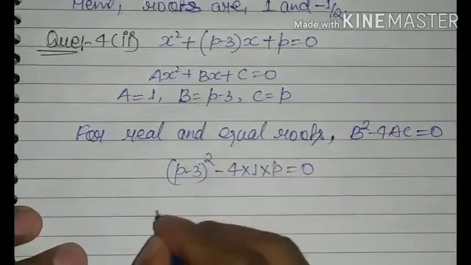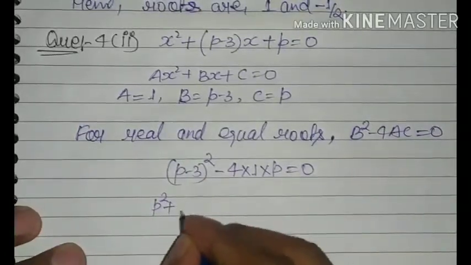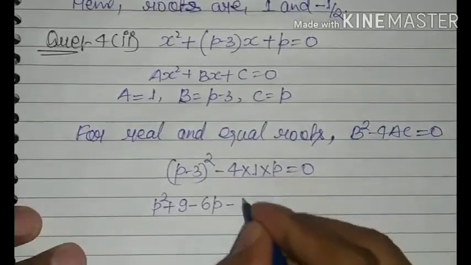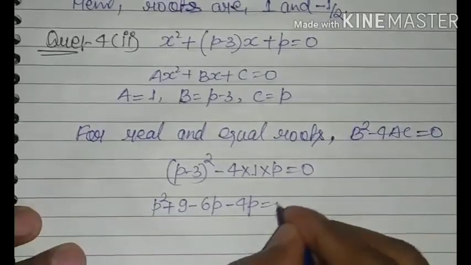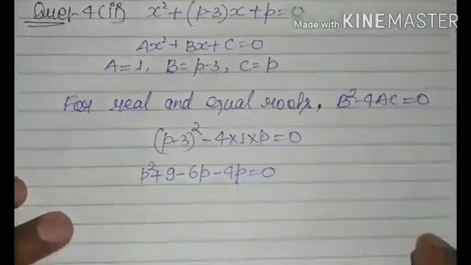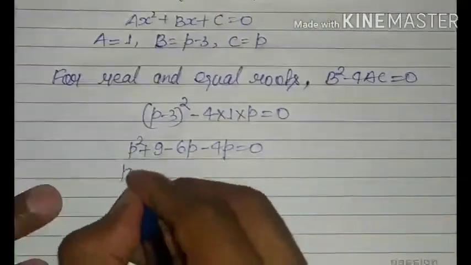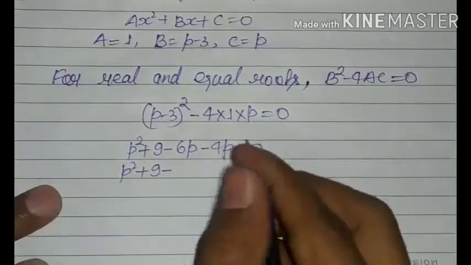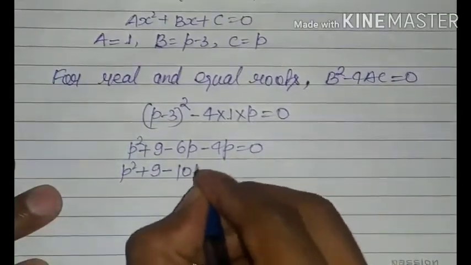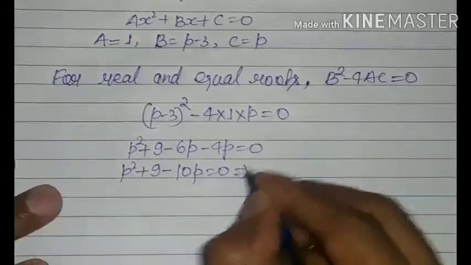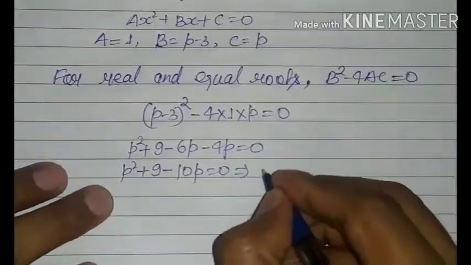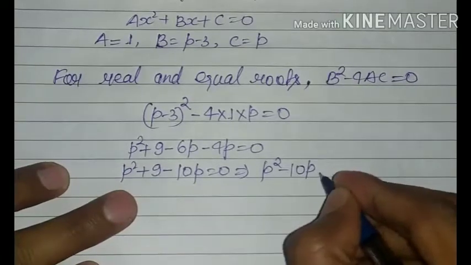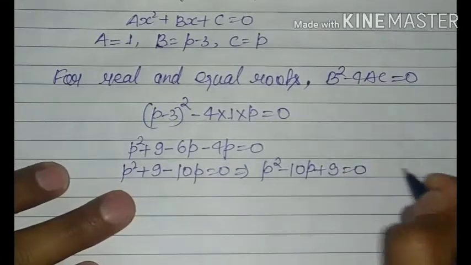The square of p − 3 is p² plus 3 times 3 is 9, minus 3 times 2 is 6p, minus 4p, which equals 0. This means p² + 9 − 10p = 0, which is a quadratic equation in p. Then p² − 10p + 9 = 0.